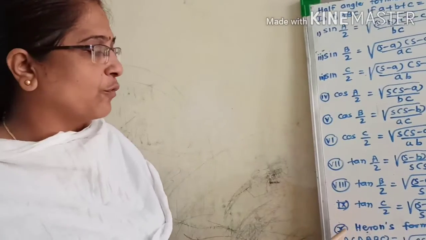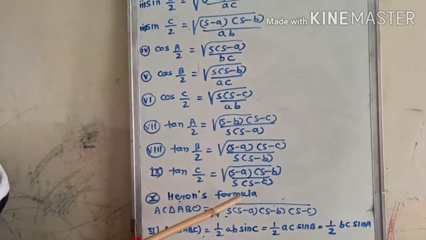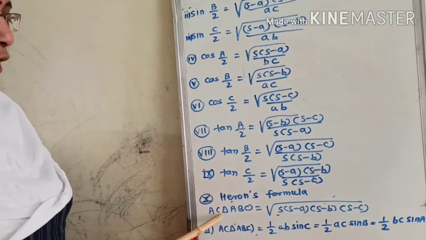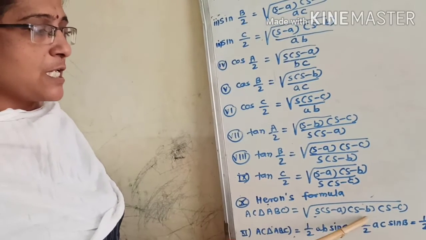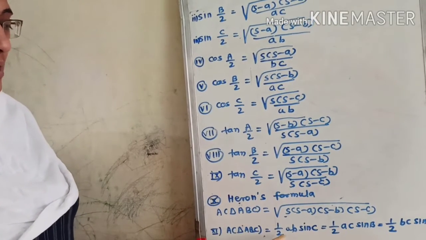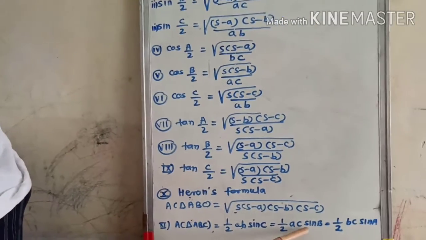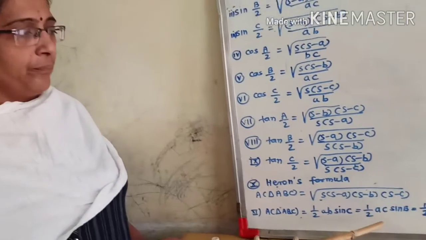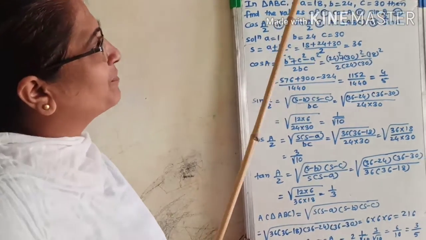Now Hero's formula, area of triangle. I think that you have already studied this. Area of triangle ABC is equal to under root s into (s minus a)(s minus b)(s minus c). You can find area of triangle by using this: 1 by 2 AB sin C is equal to 1 by 2 AC sin B is equal to 1 by 2 BC sin A.